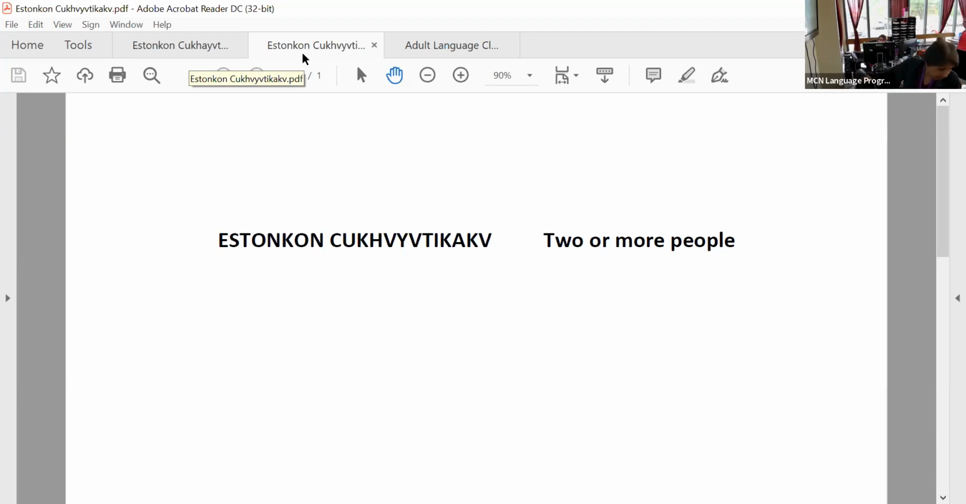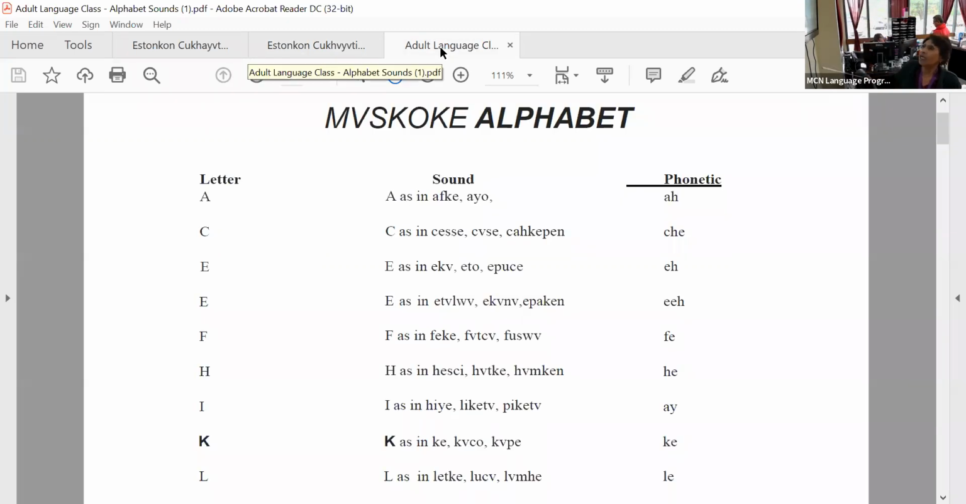Okay, since this is the beginning of a new class, and there are some new ones in, we're going to go back to sounds because you know how I stress sounds. This will help anybody, even past students. You never get enough of sounds, okay? Never enough. Because this is where you get your tones, your enunciation of the words, and where you know what you're reading and writing.